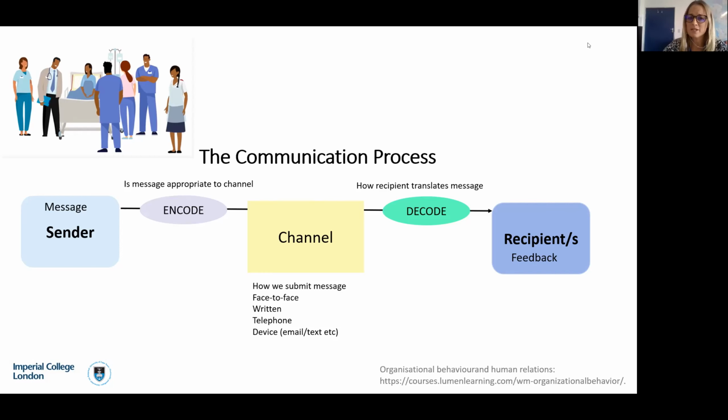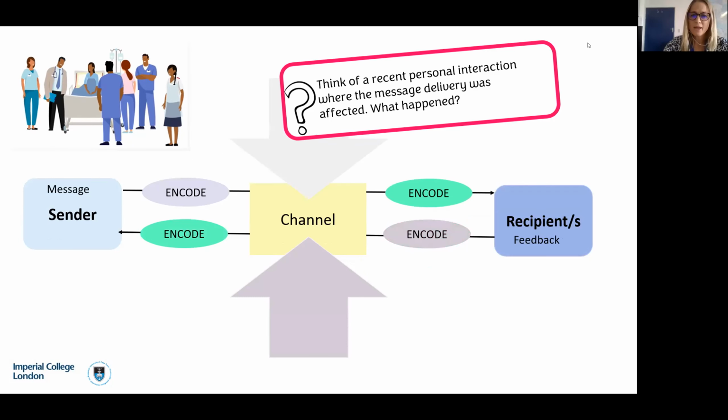And then how the recipient decodes the message really depends on a number of factors determined by the recipient's frame of reference. So in effective communication, that whole process needs to be repeated once the recipient receives the message, which then follows an encoding and a decoding. And there's some acknowledgement that the message has been received, which you would have heard referred to as closed loop communication.